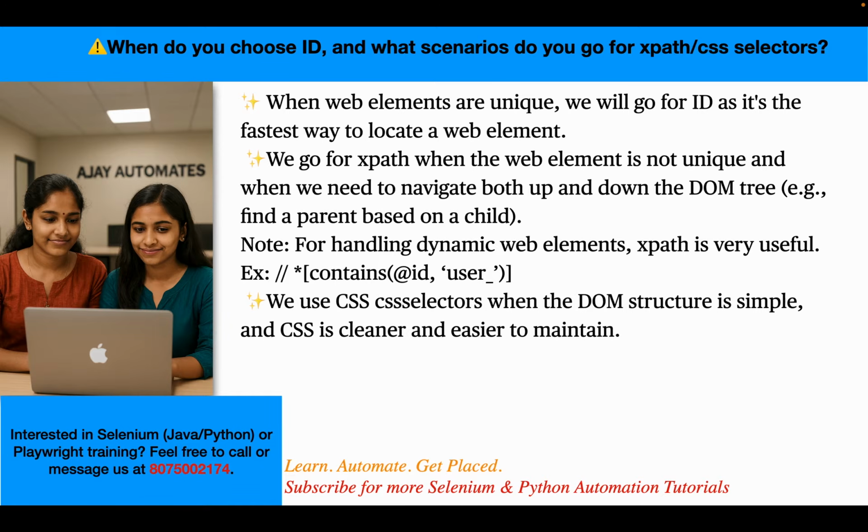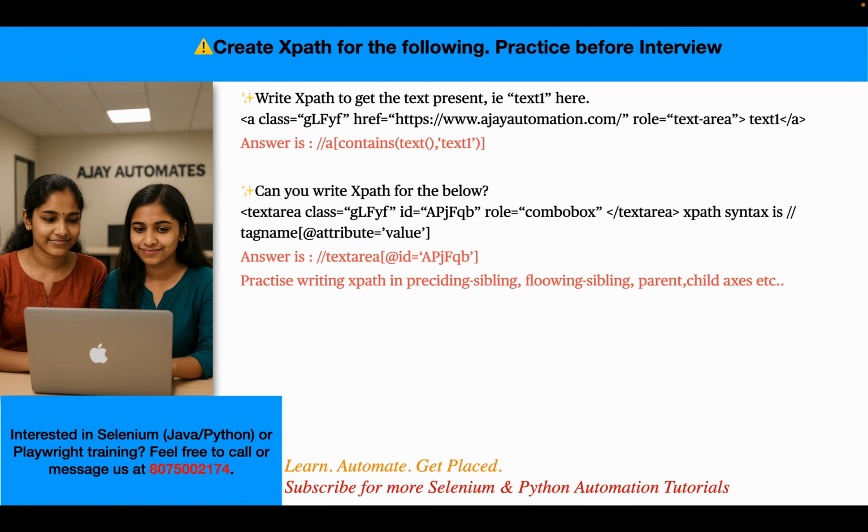Or also for handling dynamic web elements, we can go for writing XPath. So we will go for id when the elements are unique. We will go for XPath when we need to traverse up and down between the document object model and for handling dynamic web elements, and we will go for CSS selector when the DOM structure is simple or has many attributes. So the next question is, create XPath for the following.